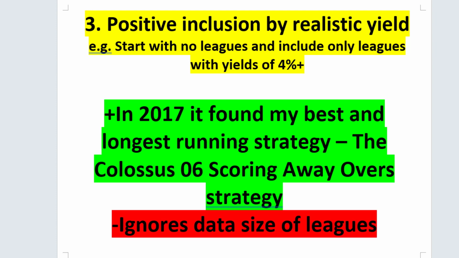But from a statistics point of view, one problem with this is that it ignores the data size of leagues. So I included leagues in there that only had a few bets, and that doesn't prove that they work or not. If they just had 10 or 20 bets, that's no real proof that this betting strategy's trend is working in those leagues. So I can't say this is a bad way to do things, because it has worked and it has found my best system. And you can follow that on betaminic.com. It's the top of their rankings on their publicly shared strategies.